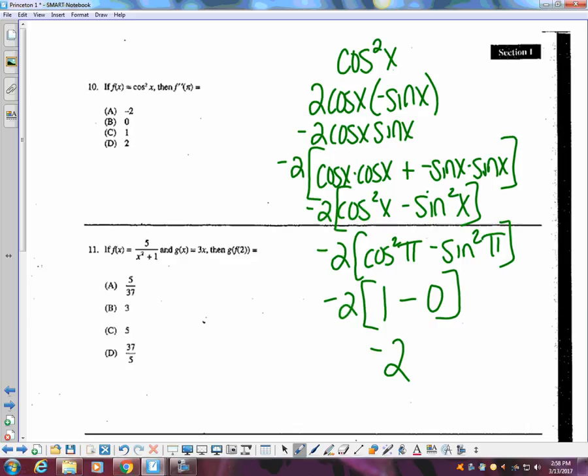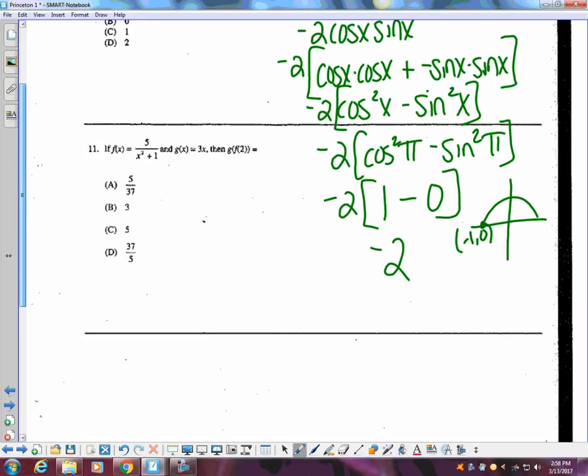What? Where are you? When you plug in pi? Yep. I thought it was the double angle formula. It is, we don't need it though. Pi is here. Oh, yeah. That's all right. All right, where are we headed?